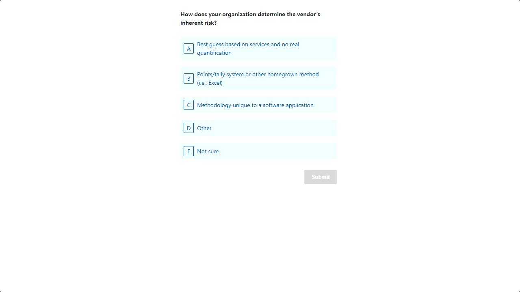This poll is, how does your organization determine the vendor's inherent risk? A best guess based on services and no real quantification, a points or tally system or other homegrown methods such as Excel, a methodology unique to a software application, other or not sure.